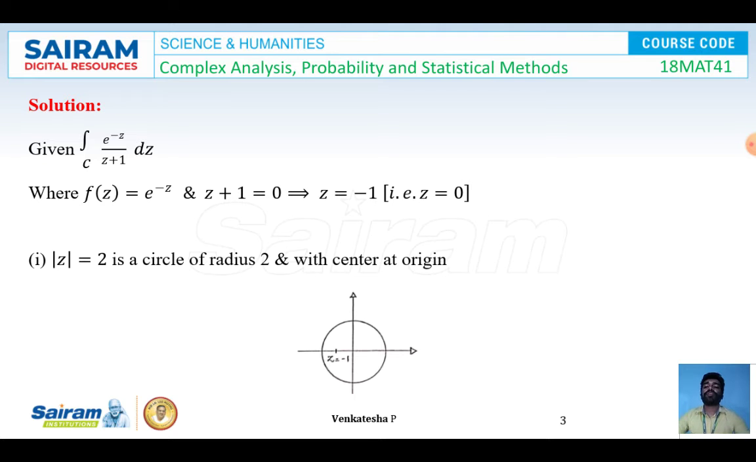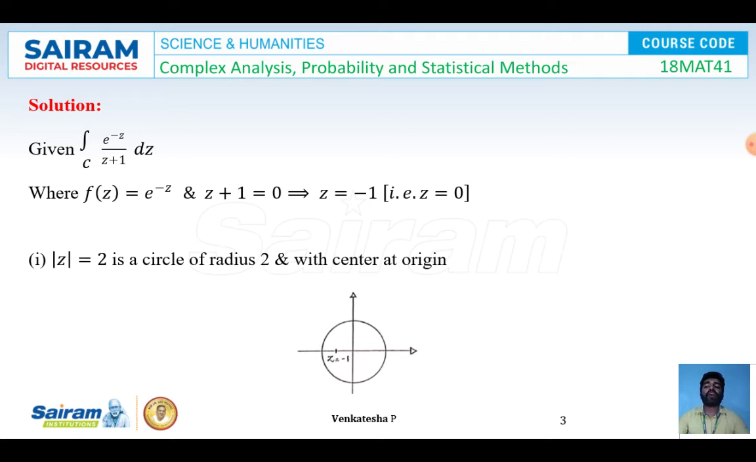So the given equation is the integral over the region C of e^(-z)/(z+1) dz. By comparing this with the formula, the integral over the region C of f(z)/(z-a) dz, we can take the function f(z) = e^(-z), and the term z+1 equated to 0 gives the point z = -1.